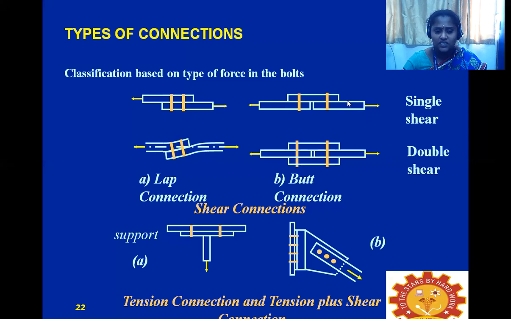In the case of single shear, with the same plane, the plates are being connected with the help of a single plate additionally connected above or below. That is what we call single shear. Here in the case of double shear, you could see two plates at top and bottom being additionally used for connecting both the plates at the same plane. Next is shear connections.